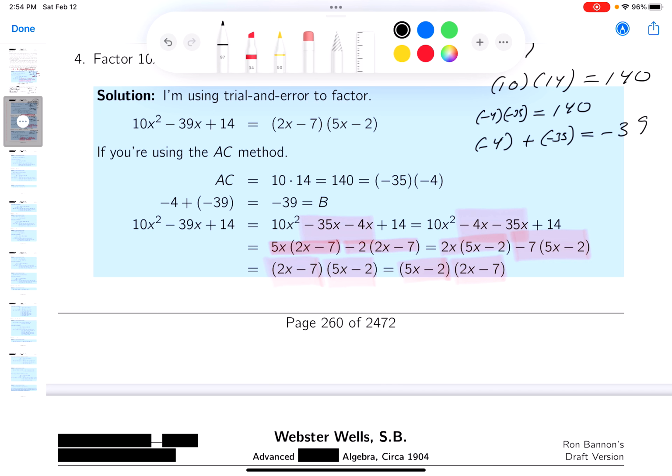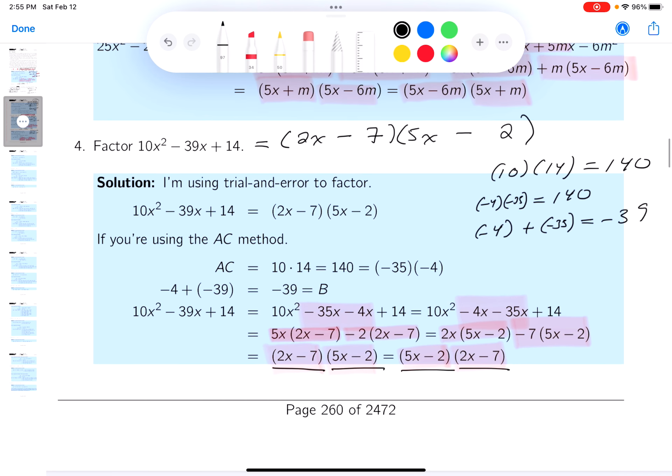Can't say it enough. You're always going to end up with the factors 2x minus 7 and 5x minus 2. Let's go back up here: 2x minus 7, 5x minus 2. No matter what you do, trial and error or the AC rule, you're going to get that. All right? Thank you.